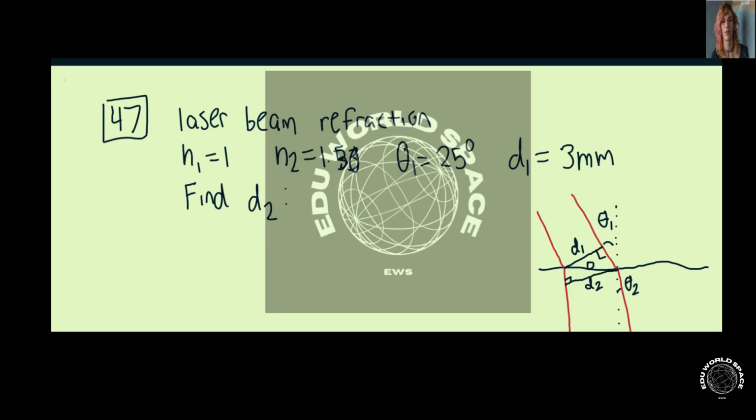Okay. In this, we have a pretty interesting problem here. We have a laser beam refracting across some surface, and the beam initially has some diameter of 3 millimeters. It enters at an incident angle of 25 degrees, and it passes from air to glass. The air has an index of refraction of 1. The glass has an index of refraction of 1.5. And as it refracts across this surface, it'll actually increase its diameter from 3 millimeters to some other new diameter as a result of the refraction.